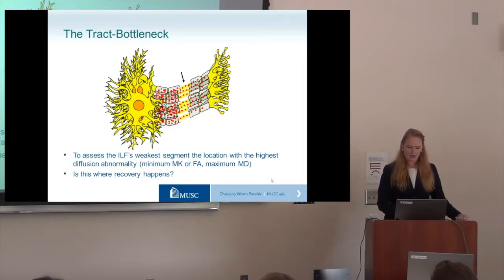So this is an illustration of that, where signals are being sent out along the axons, and then there's some sort of problem here, and the signal doesn't go through as well. Obviously, this is just a cartoon of what this might look like. The way we assessed this weakest segment was by looking at diffusion abnormalities. We defined it by the minimum in kurtosis, or the minimum in FA, or the maximum in mean diffusivity. And then we looked at if this was the location where recovery happens.